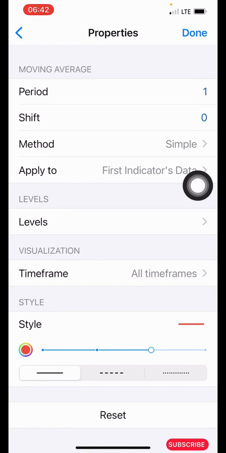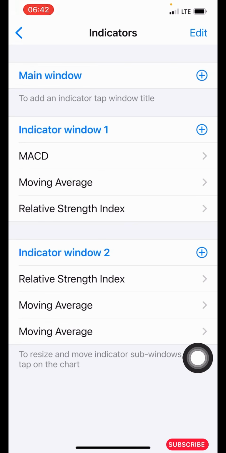Now these are the properties for the moving average. The period is 1, shift is 0, method is simple, apply to first indicator's data, the level you leave as it is, time frame is all time frame, the style is color red, 3 pixel, and then you click on done. Now the next indicator here is relative strength index, which we are using for our levels.